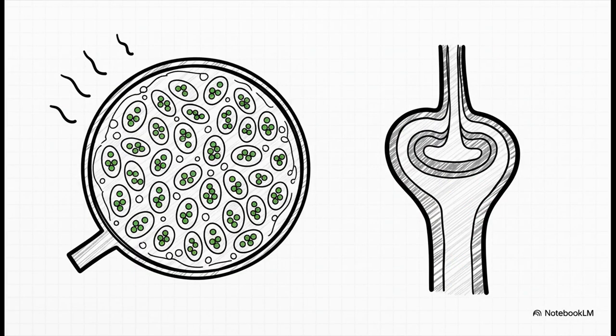Okay, so if you take away the skin and you take out the plumbing, pretty much everything that's left over, that's the ground system. This stuff is the real workhorse of the plant. In the leaves, we call it mesophyll, and it is just jam-packed with chloroplasts doing all that photosynthesis. In other places, like the stem, it's all about providing support and storing food.